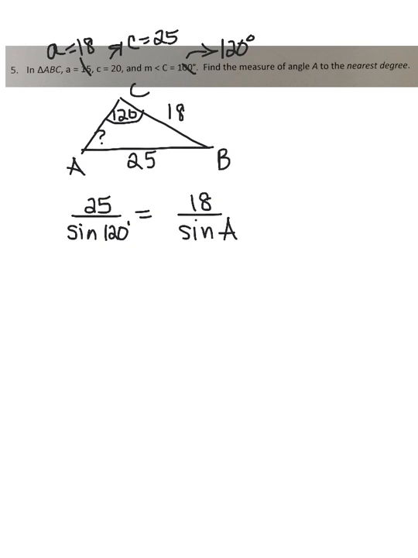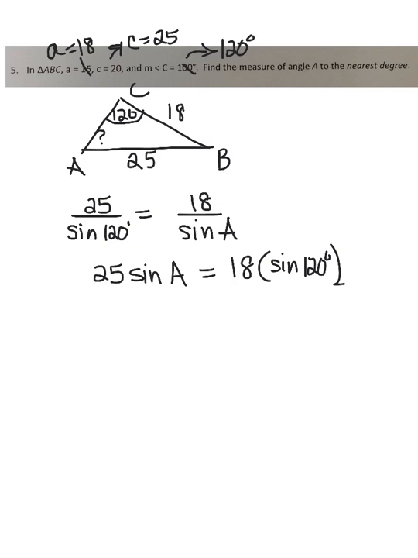All right, so just like the last one, don't do anything in your calculator yet. Let's just cross multiply. We're going to get 25 times the sine of A equals 18 times the sine of 120 degrees. Okay, again, make sure your calculators are in degrees.